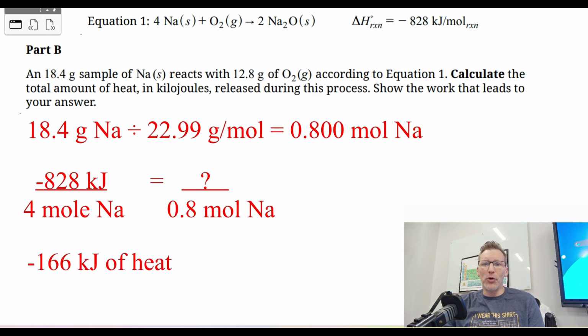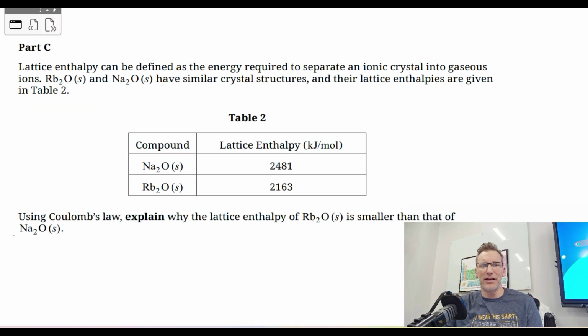So you're going to use the 0.8 moles of the Na, and you're going to put that in a proportion. Look at the reaction. There's negative 828 kilojoules per mole of the reaction, per 4 moles of the Na, and we have 0.8 moles of Na that we actually use. So you do some cross multiplying. That's a proportion. Negative 166 kilojoules of heat were released during that reaction. And so we're going to use the Na, obviously.